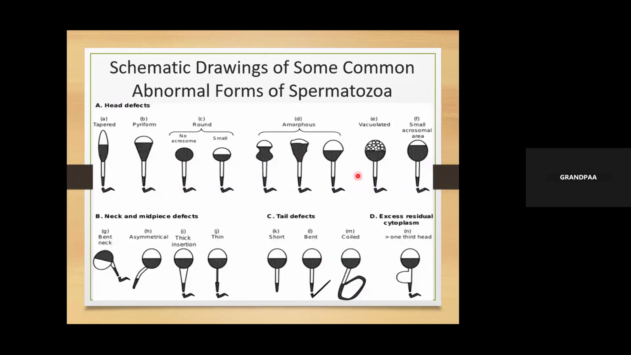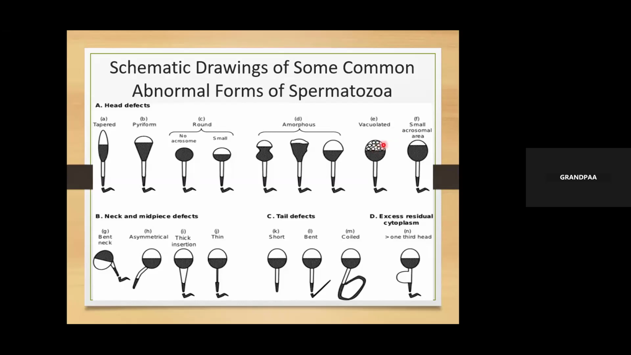So these are drawings: tapered, piriform, no acrosome, small head, and these are all pictures to help you. This is vacuolated. Okay, vacuolated, and you can have a situation like this, which we call a diadem effect. We'll talk later about that one.